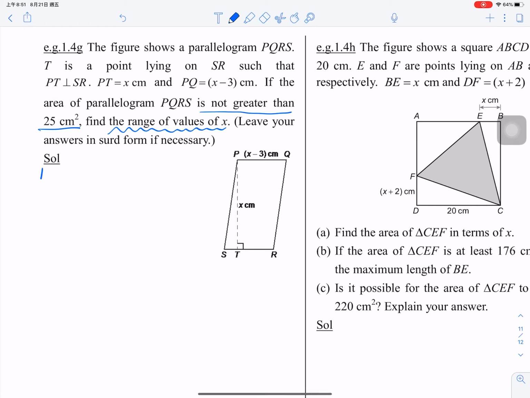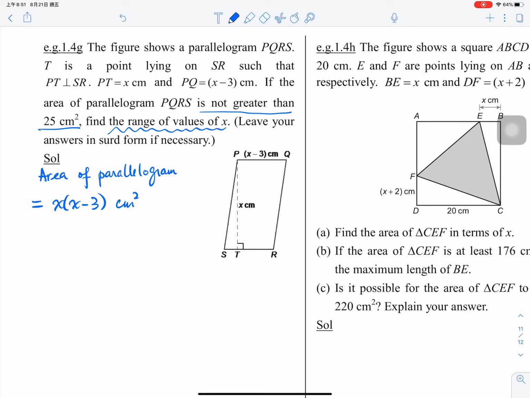Okay, that means the first thing you need to write down is the area of the parallelogram. What is the area of the parallelogram? Can you tell me? Yeah, not difficult. You have the base, you have the height, right? So x times x minus 3 cm squared, right?